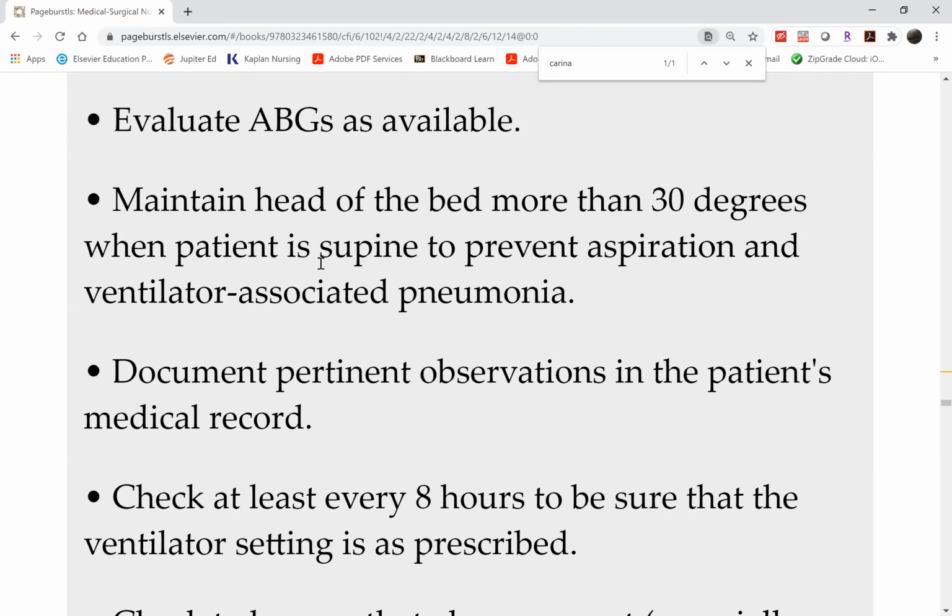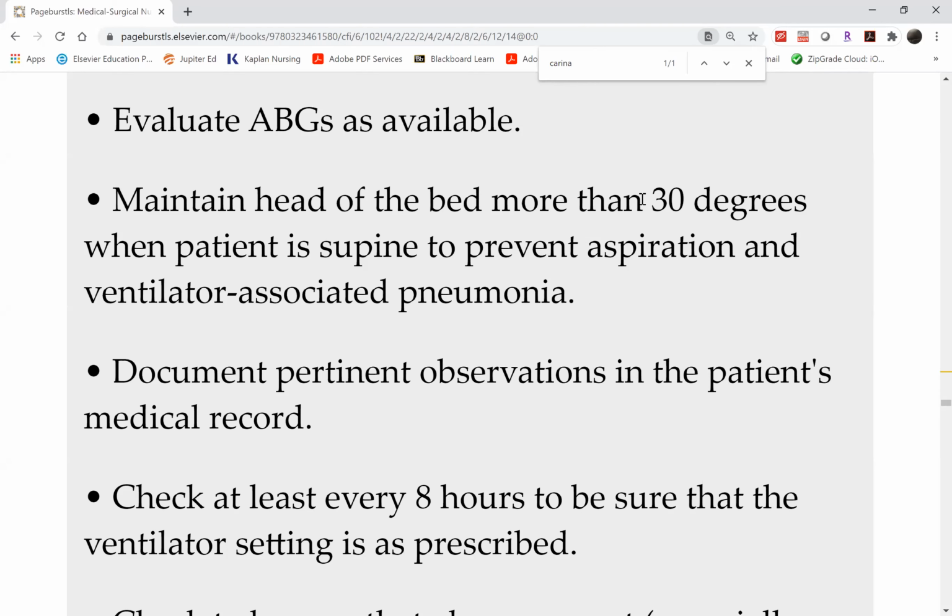We draw ABGs. I know most in practice is via arterial stick done by a respiratory therapist. However, if these patients are intubated, they most likely have an arterial line. So with an arterial line, you can draw blood there. That's arterial blood, so you can send that for ABG.